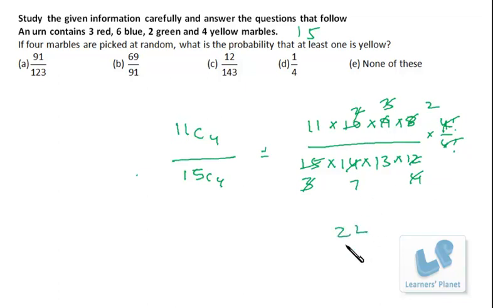So it's 22 by 91. That is the probability when there is no yellow at all. And what is the total probability? That is 1. So if we deduct this from 1, we will be getting the probability of at least one yellow marble. So it's like this. So that is 69 by 91. So that is option B. So I hope you are clear with the method.